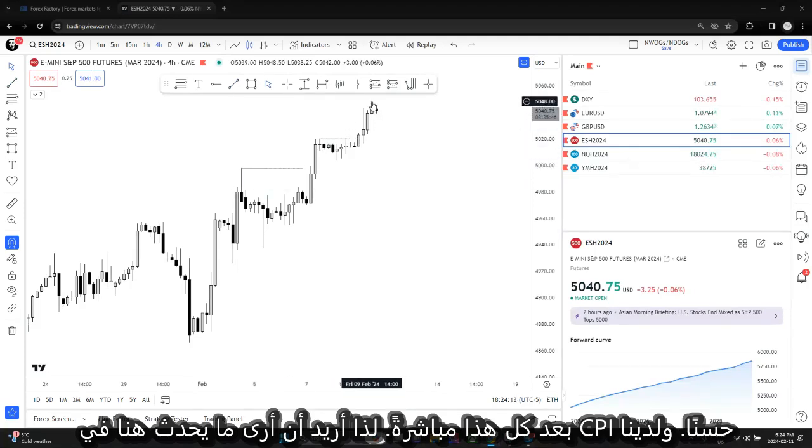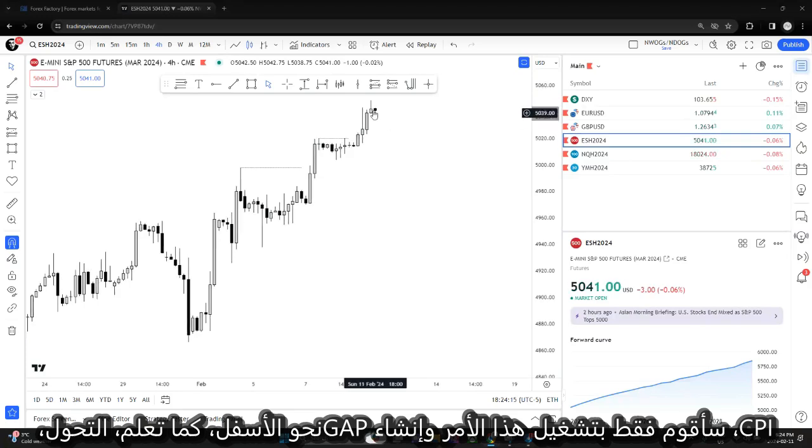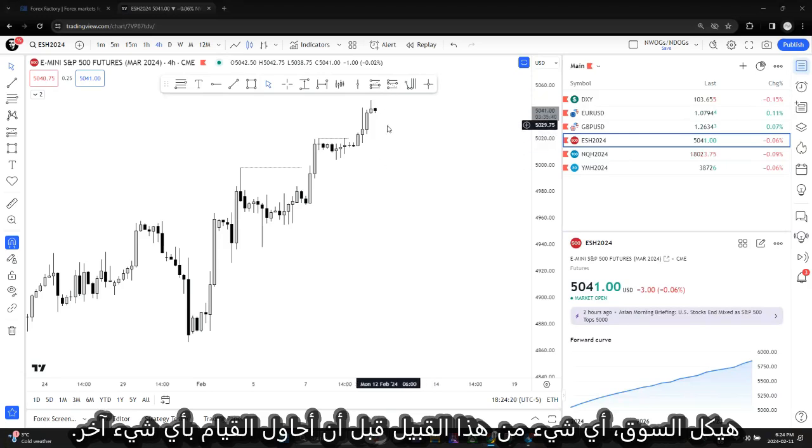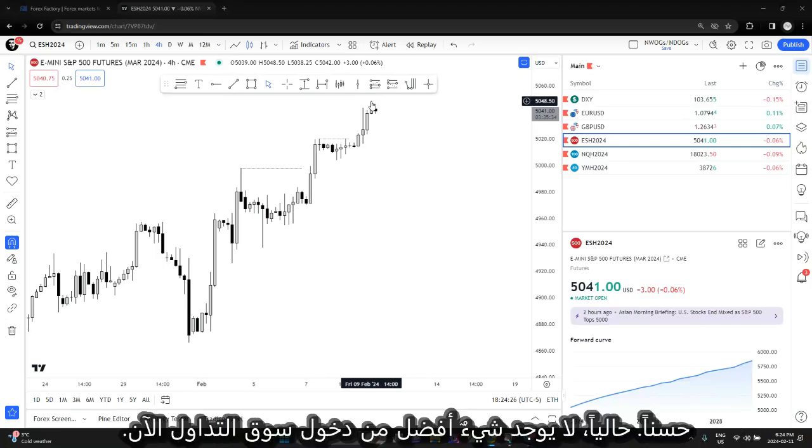So I want to see what happens during CPI, if it's going to run above this one and create a gap downwards, shift market structure or anything like that, before I try to do anything else, right?